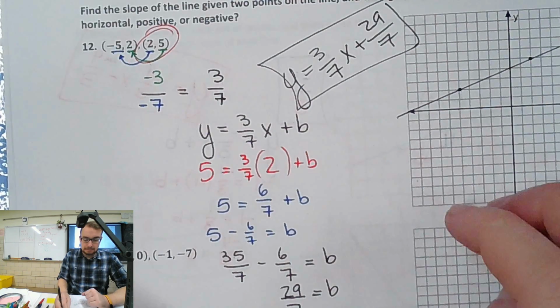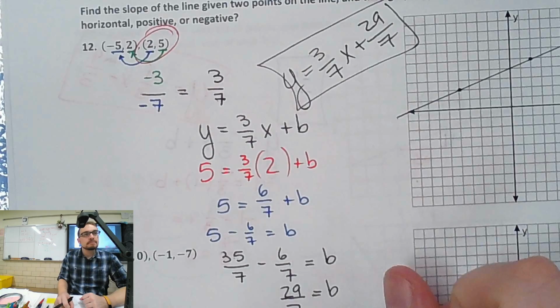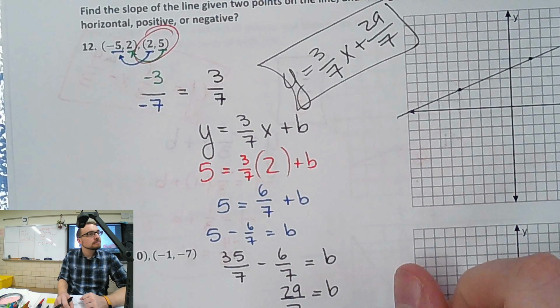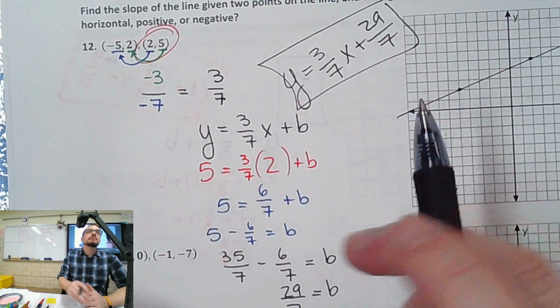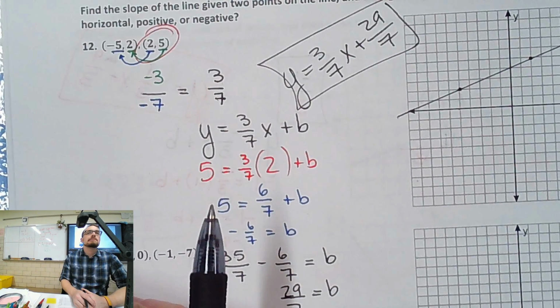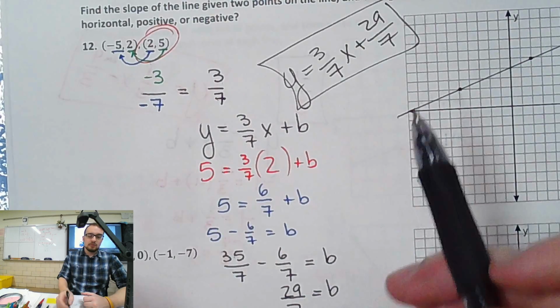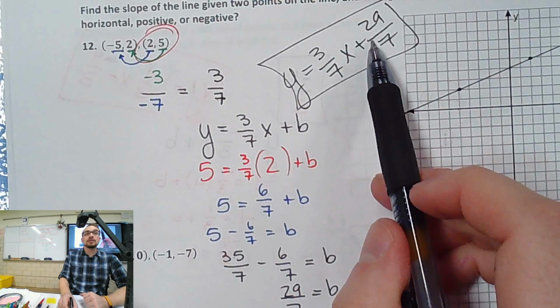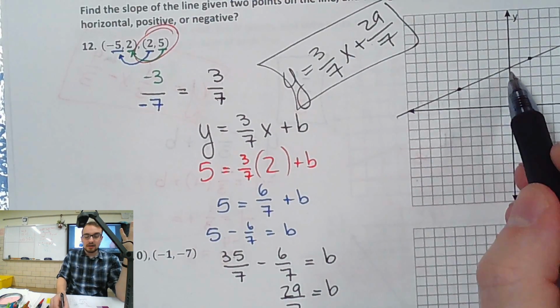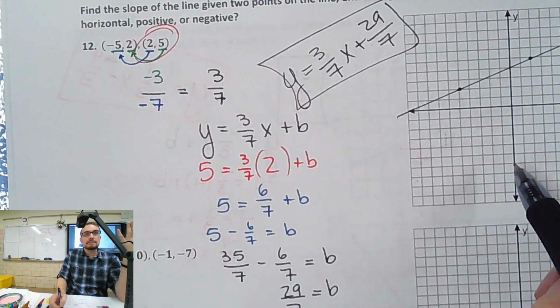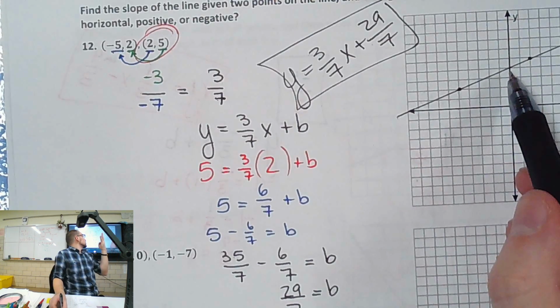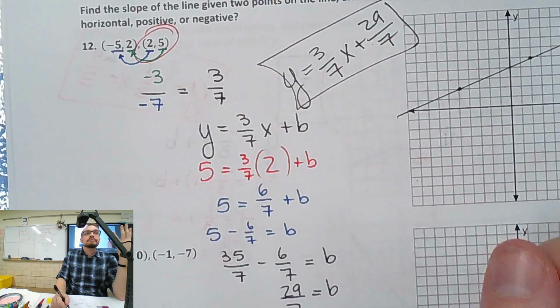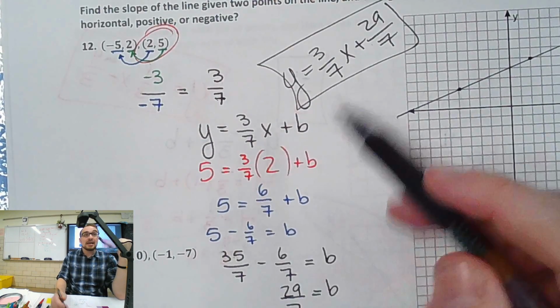Go. What do you think? 29 over 7. Estimate that for me. Jace. 4. A little bit over 4, right? 4 and a seventh, right? Because 7 goes into 28 evenly 4 times, right? So a little bit over 4. Does our line cross at a little bit over 4? Yeah. So little bit that it looks like it crosses exactly at 4, right? That's why it's good to check the math.